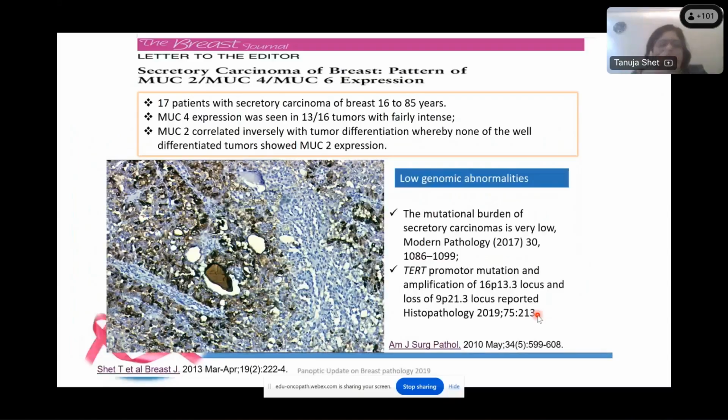Now, this is years back. I had written this paper that MUC4 protein is the translation of the ETV6-NTRK fusion in these patients, and that's why we said that you should look at MUC4 as a diagnostic marker if you don't have NTRK testing in these patients.